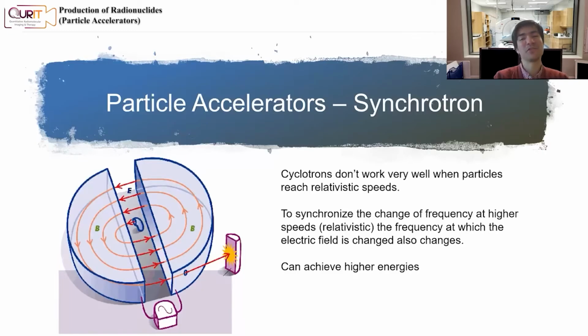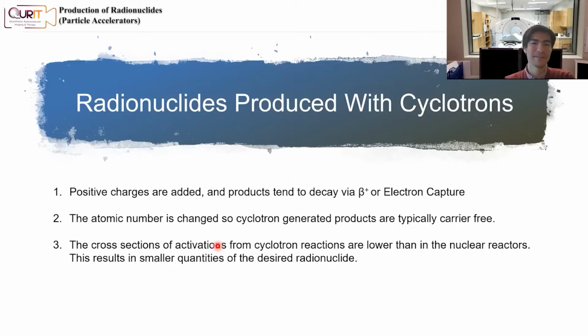Well, cyclotrons don't work very well when particles reach relativistic speeds. So in that case, we'll have to synchronize the way in which we change the frequency of this electric field when they move at higher speeds. The synchrotron synchronizes that change of frequency when it becomes relativistic. It's not a case for what we do in nuclear medicine. We typically just use cyclotrons, but if you want to accelerate particles to much higher energies, then you want to think about how you're going to change the frequency of the electric field when you change the direction, and that way you can achieve higher energies. That's what happens, I think, for example, at CERN, where you have the biggest synchrotron.